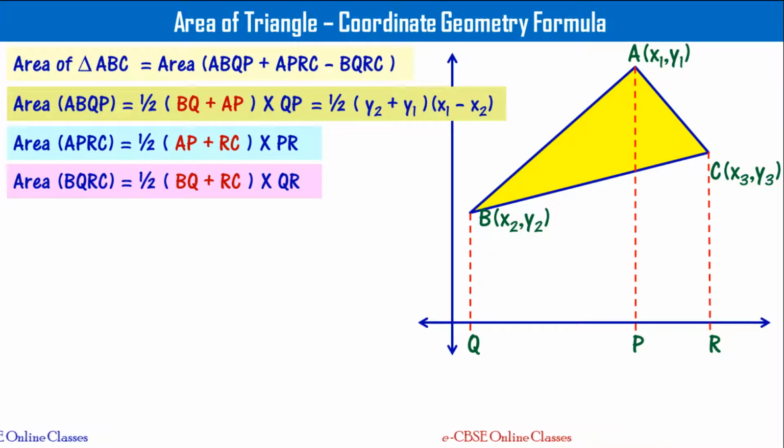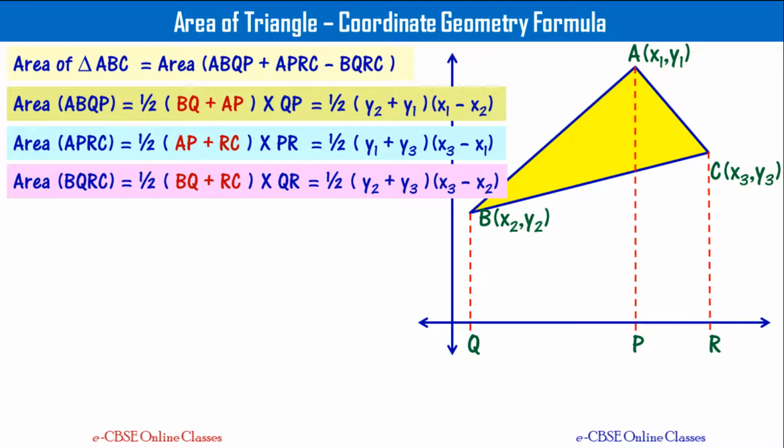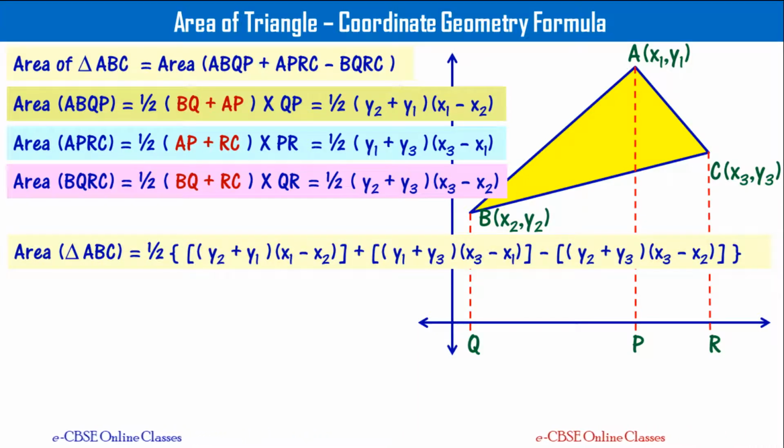Similarly, one can write area of APRC as half times (y1 plus y3) times (x3 minus x1). Area of BQRC can be written as half times (y2 plus y3) times (x3 minus x2). If you take these three equations and substitute them into the first equation for area of triangle ABC, you end up with an equation like this.